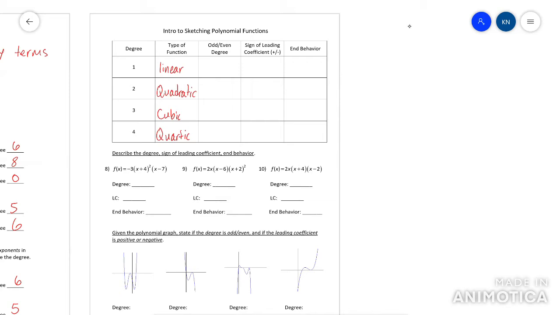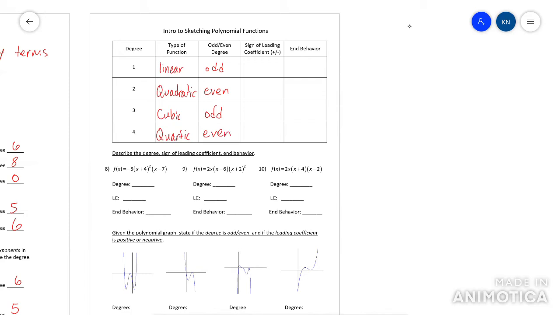Now, odd or even degree is really, really important. Basically, if it's an odd number, it's an odd degree. If it's an even number, it's an even degree. So this first one would be odd. Second one would be even. The third one would be odd. And the last one would be even.